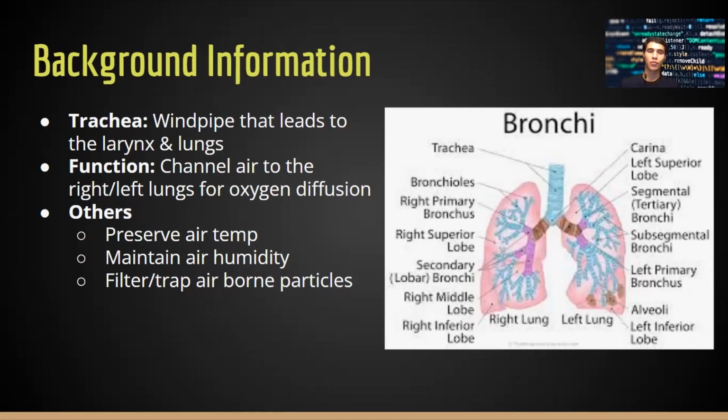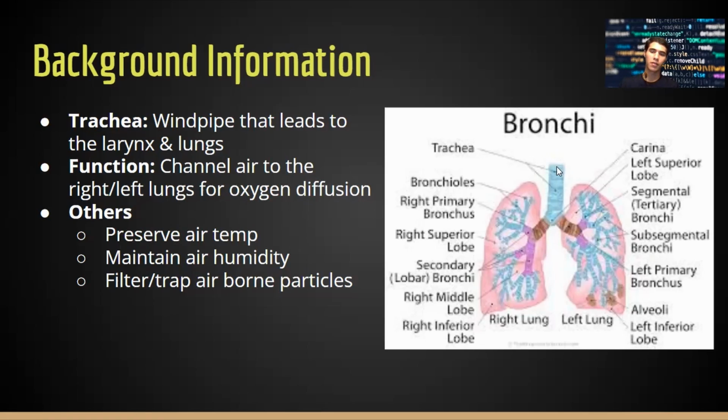So what is a trachea? It's a windpipe, basically, and its function is to channel air to the lungs for oxygen diffusion. Other secondary functions include maintaining air temperature, humidity, and trapping airborne particles. And you can see here to the right a diagram of the trachea.